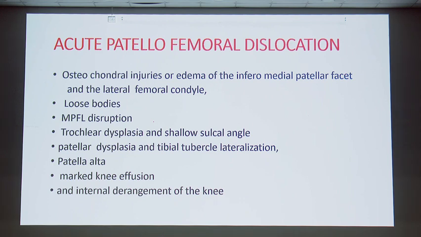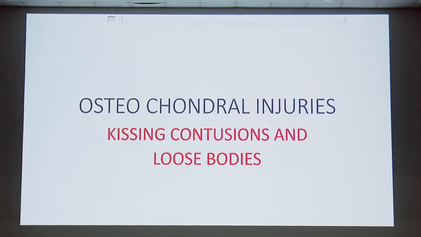And the patella may not be of normal size. It may be of abnormal size or hypoplastic, or almost one patellar facet may be absent. Or the patella may be high riding, that is called patella alta. Other findings like marked knee effusion and internal derangement can occur.